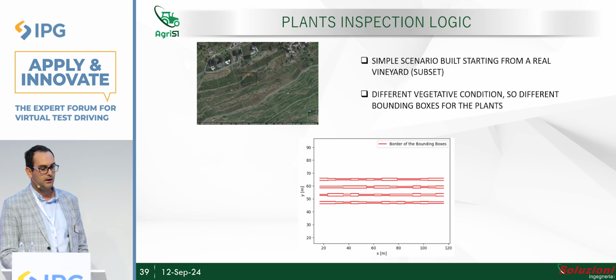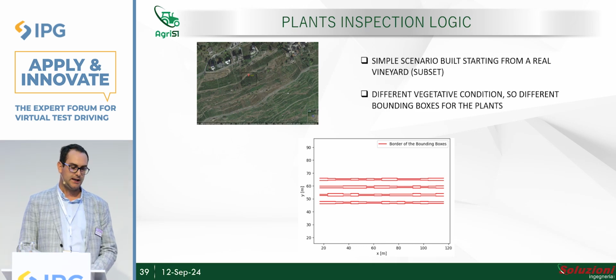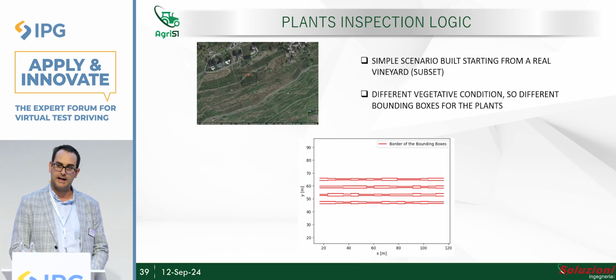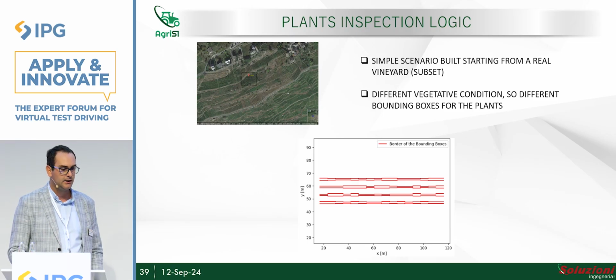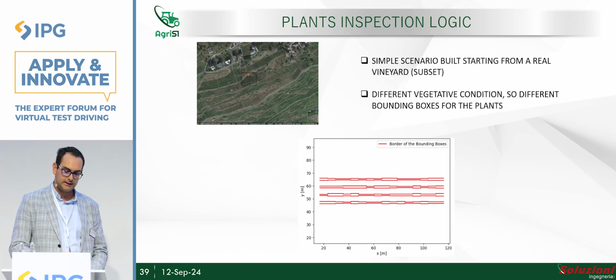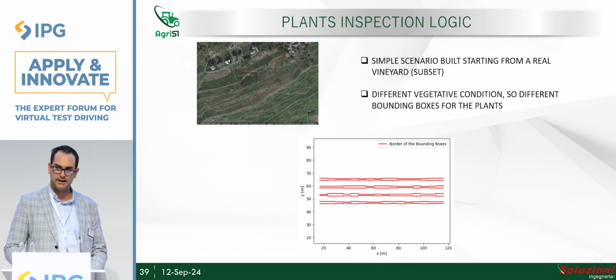We consider a simple scenario built starting from a real vineyard, and we consider only a subset of this vineyard. We create different vegetative conditions by randomly distributing 3 different levels along the field. So you have 3 different levels of maturity that are positioned on the field randomly.